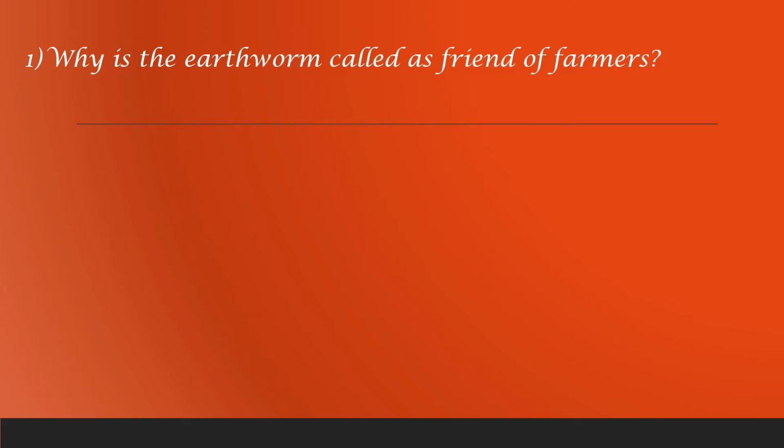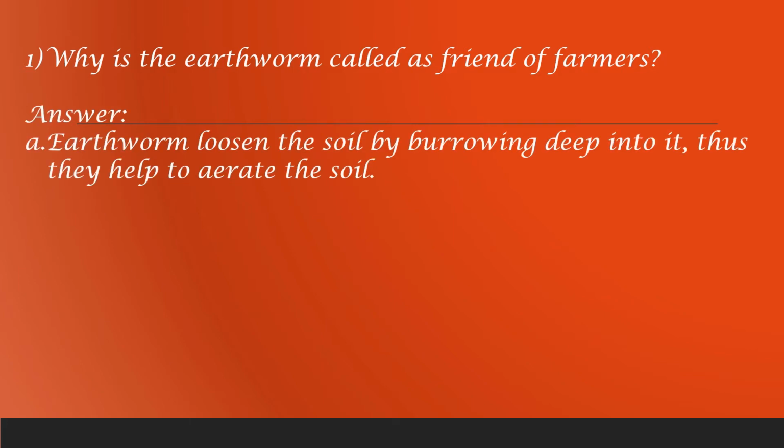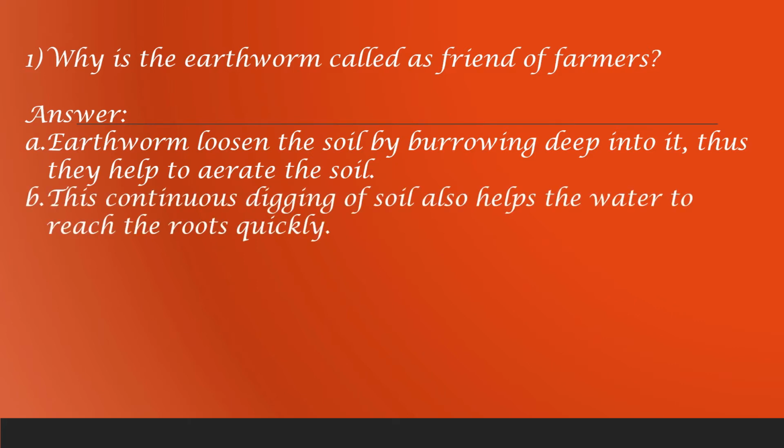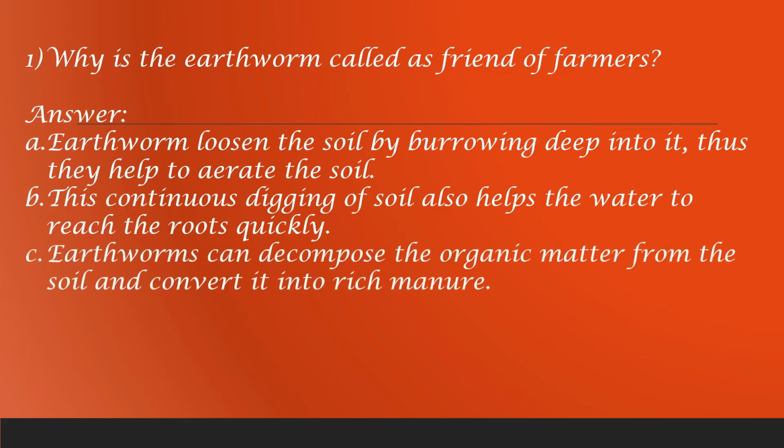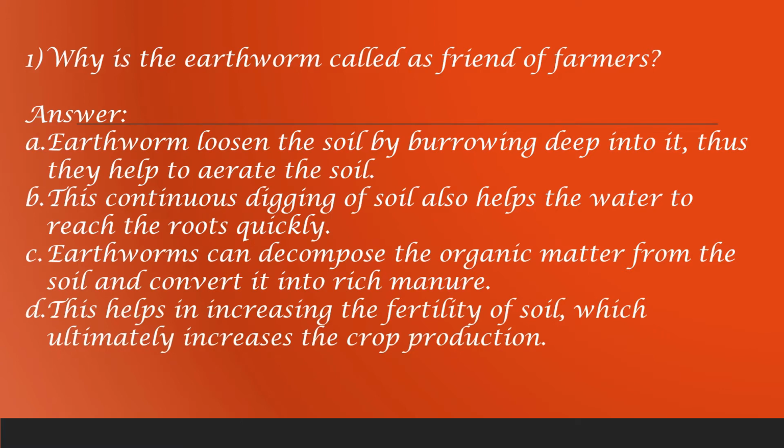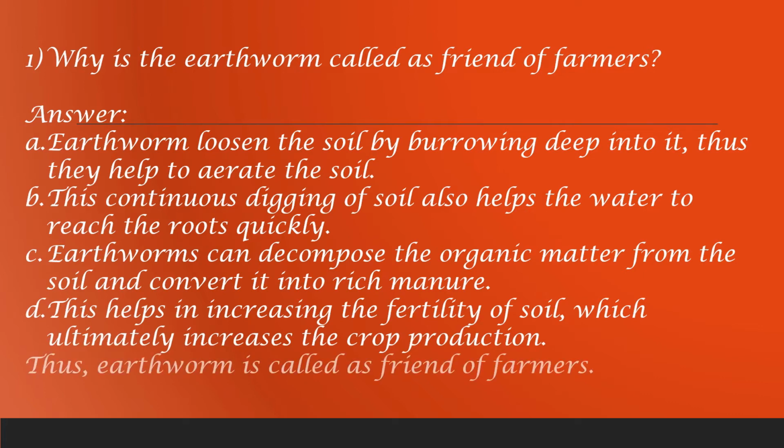Now students, here is a question for you all: why is the earthworm called the friend of farmers? Yes, earthworms loosen the soil by burrowing deep into it, and thus they help to aerate the soil. This continuous digging of soil also helps the water to reach the roots quickly. Earthworms can decompose the organic matter from the soil and convert it into rich manure. This helps in increasing the fertility of soil, which ultimately increases crop production. And thus, earthworm is called a friend of farmers.